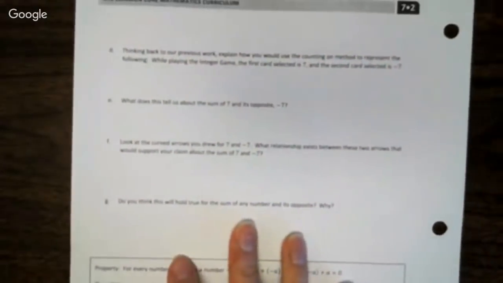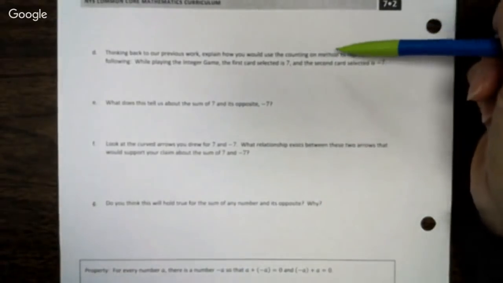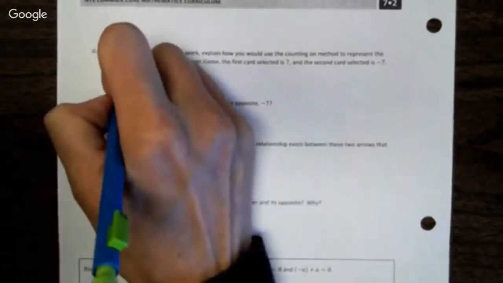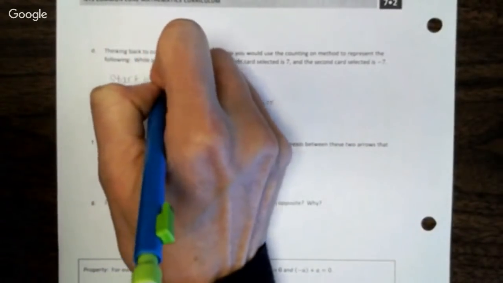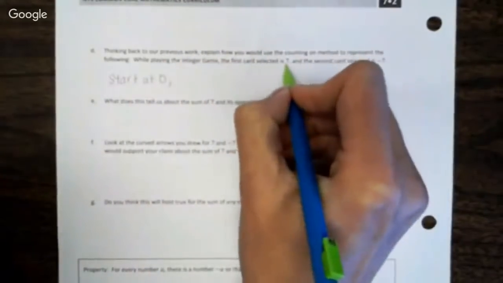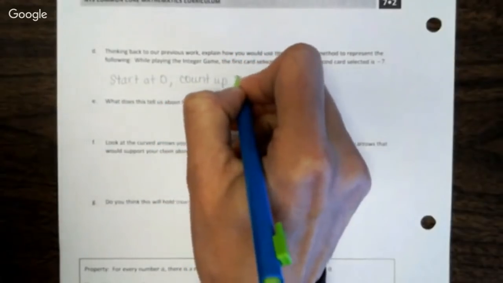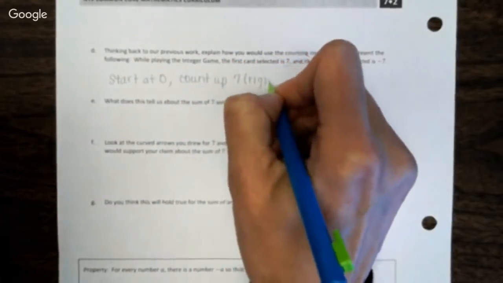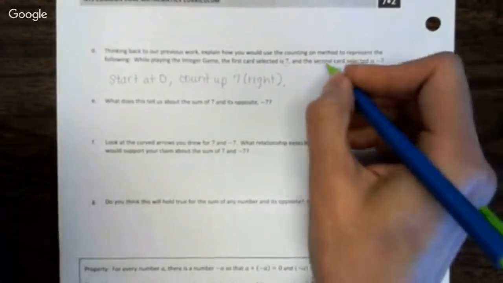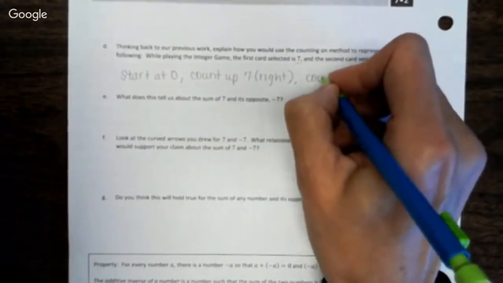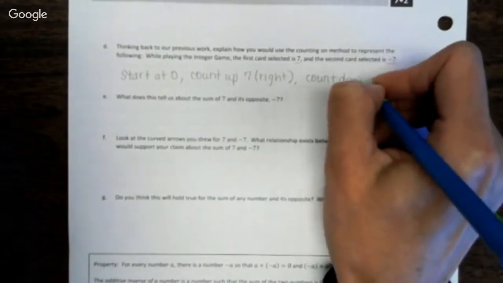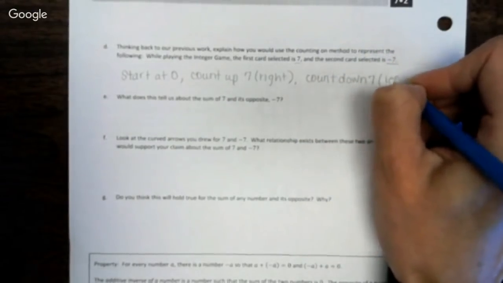All right, thinking back to our previous work, let's explain how you could use the counting on method to represent the following. So we're going to play the integer game again. The first card is a 7. The second card is a -7. So let's describe the process. We are always going to start at 0 when you're counting. The first card is a +7, so we're going to count up 7. And remember, counting up means you're going to the right. The second card is a -7, so that means we're going to count down 7, which means we're going to the left.